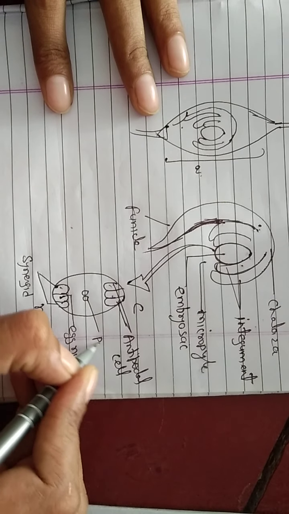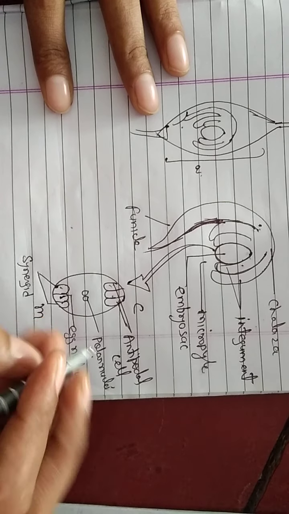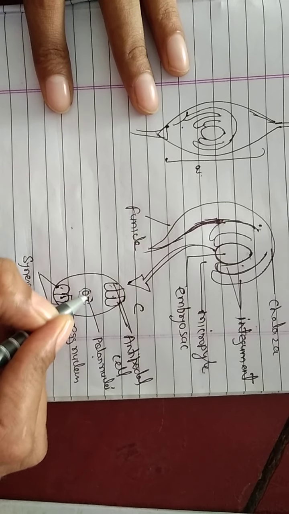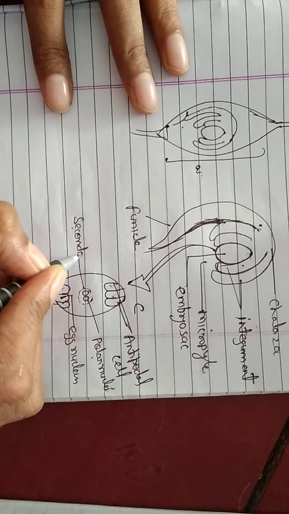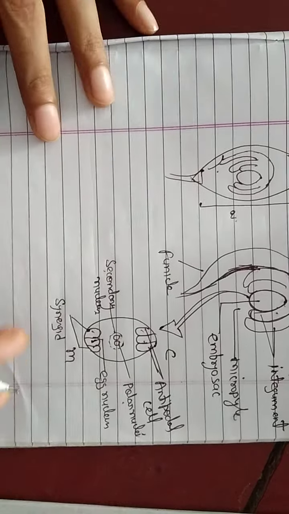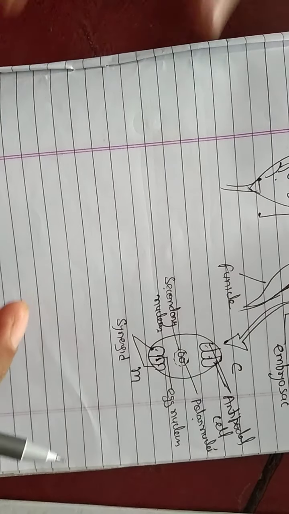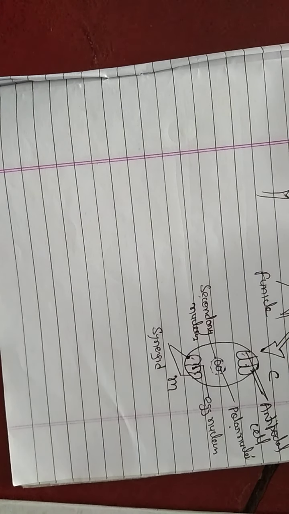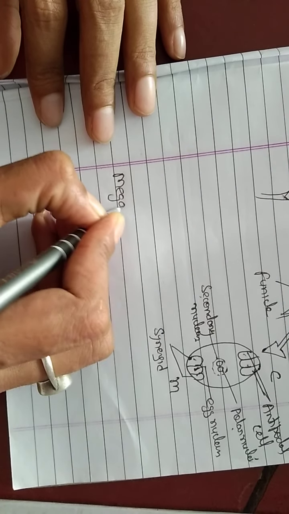These are the polar nuclei, which are 2 in number, and when they fuse they form a structure known as the secondary nucleus. So, this is the structure of the female gametophyte. First we will discuss how it develops, starting with megasporogenesis.